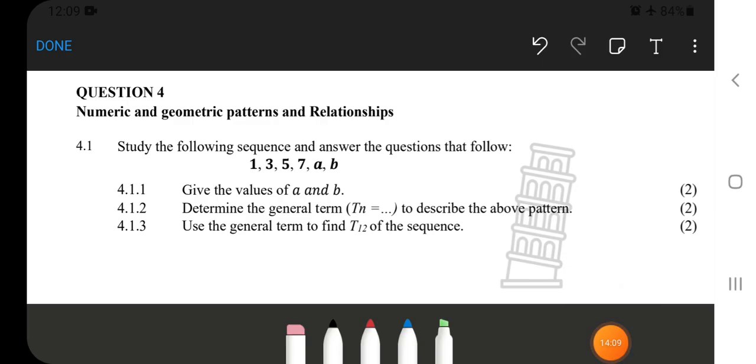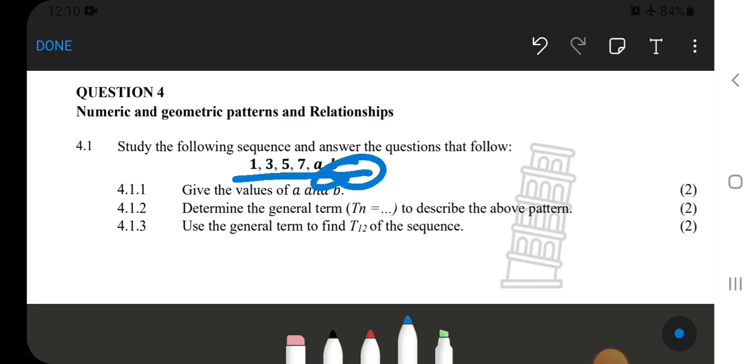20.35. All right, so now here we are on question 4. Numeric and geometric patterns and relationships. Study the following sequence and answer the questions that follow. So you are given these numbers 1, 3, 5, 7, A, and you're also given B. So the first question says give the value of A and B. So how do you get the value of A and the value of B?